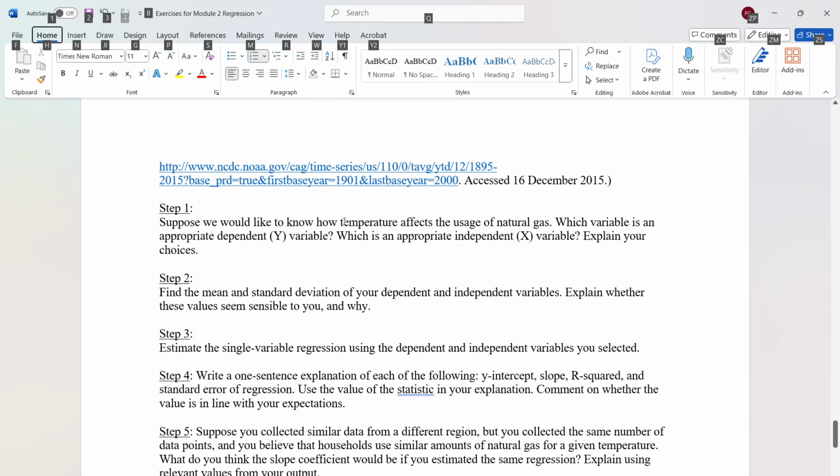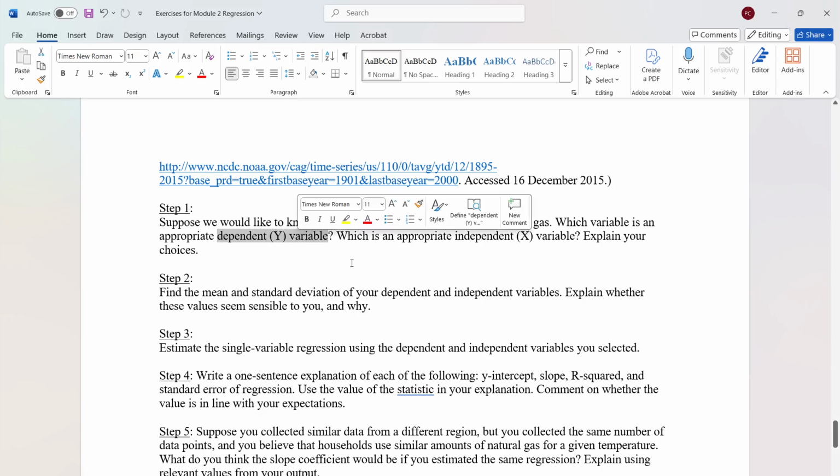This one's really obvious. Temperature affects the usage of natural gas. Which variable is an appropriate dependent variable? Notice the phraseology here. Temperature affects natural gas. So, natural gas is affected by temperature. Natural gas depends on temperature. The dependent variable, the outcome, should be natural gas usage.